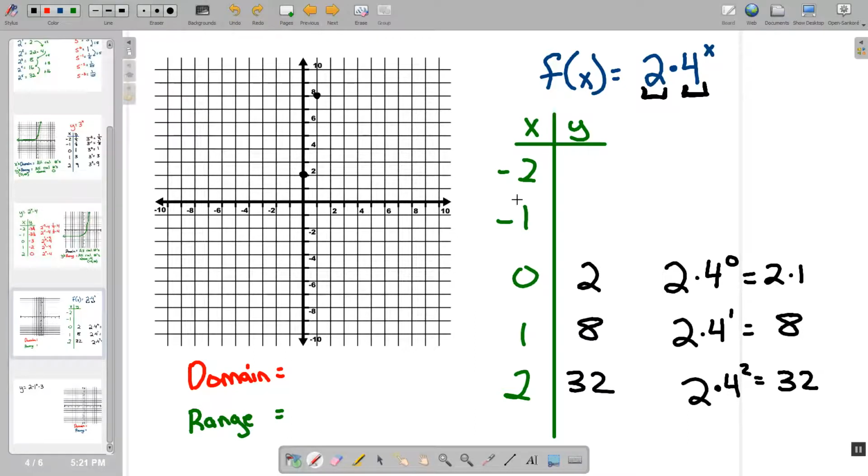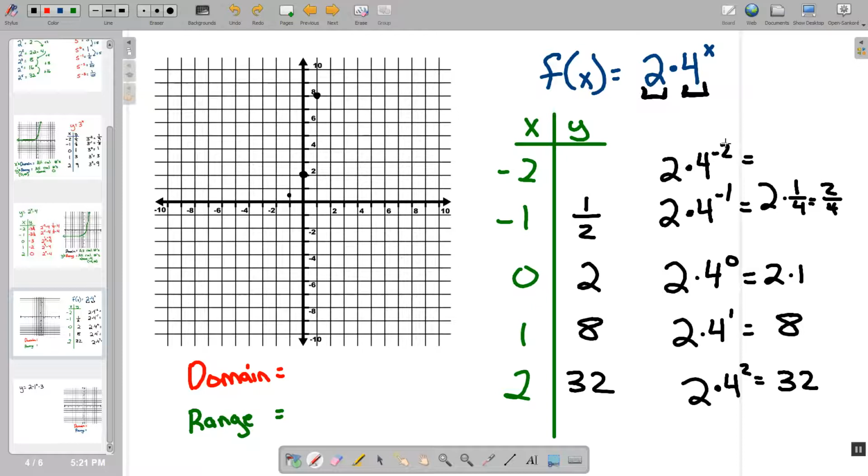So let's look at the negatives and see how that changes this a little bit. So 2 times 4 to the -1st. This is equal to 1/4. So I get 2 times 1/4, which is 2/4, or 1/2. Okay? So 1/2 would be right here for our -1. Now 2 times 4 to the -2nd power, that's 16 in the denominator. So that's 2 over 16, which is 1/8. So even smaller, but it looks like our floor is going to be right here at 0.